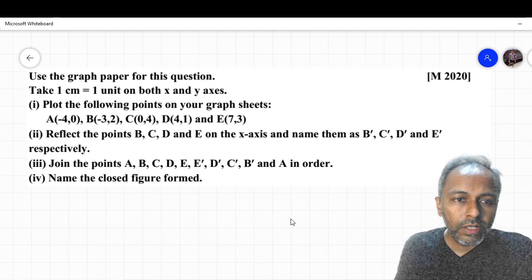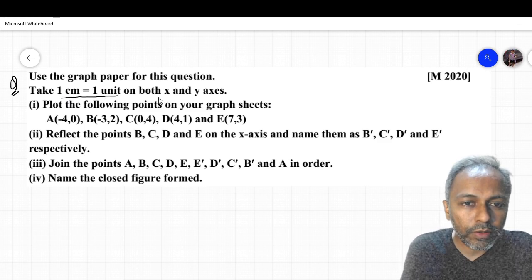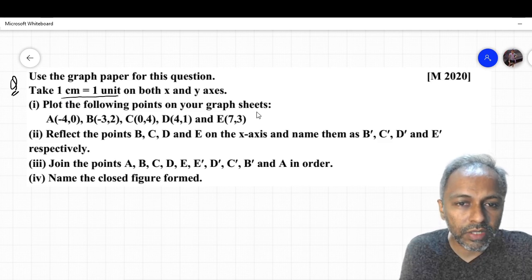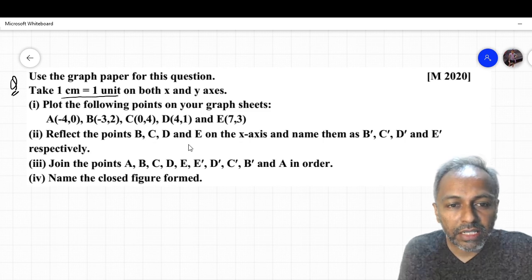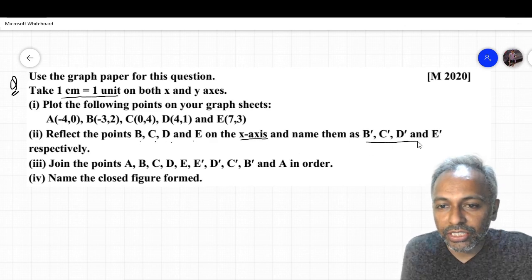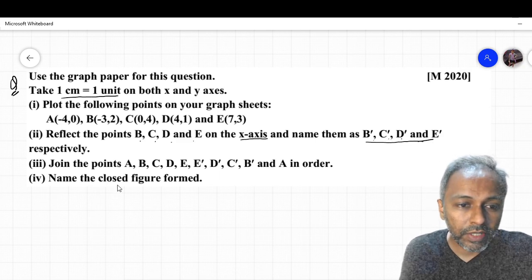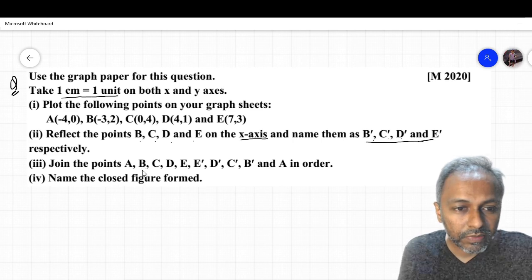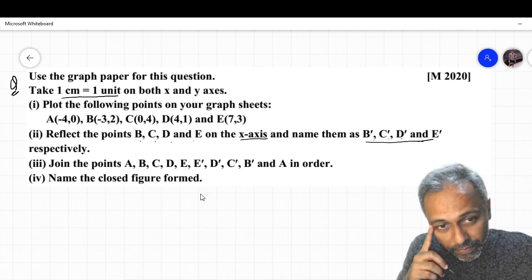Question is: use the graph paper for this question. Take 1 centimeter equal to 1 unit on both x and y axis. Plot the points on the graph sheet. So you have been provided 5 points A, B, C, D and E. After plotting them, you have to reflect these points on the x-axis. You have to reflect B, C, D and E on the x-axis and name them as B dash, C dash, D dash and E dash respectively. Name the points, join the points in order and name the closed figure.